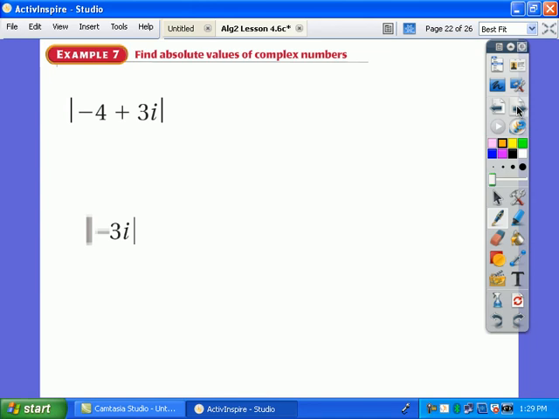So here we are. I have -4 plus 3i, that's a complex number. I think you would all agree with me there. If we want to find the absolute value, we're just going to take the square root of -4 squared plus 3 squared. Okay, -4 squared is 16, 3 squared is 9, so this is the square root of 16 plus 9, which is the square root of 25, and the square root of 25 is just 5. Now we don't need to consider the negative case here, because we're talking about a distance, right?